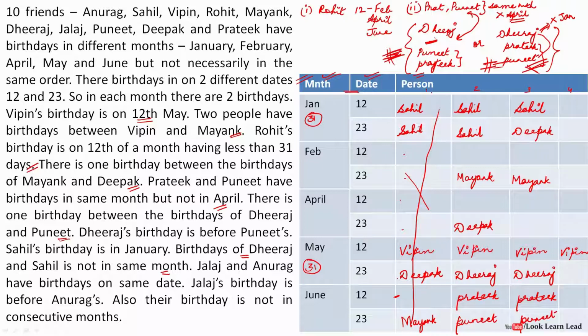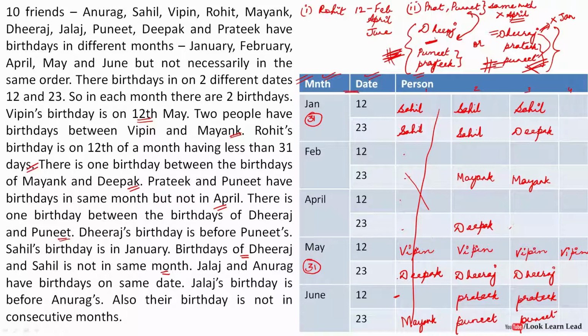You have to just check by putting these two options in the scenario whether they are fitting or not. Keep in mind that Dheeraj cannot be in January, Prateek and Puneet cannot be in April, and they should be in the same month. Here they are in the same month, they are not in April, and Dheeraj is not in January. So this is how it is solved.